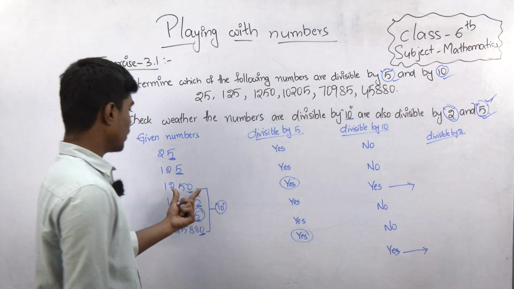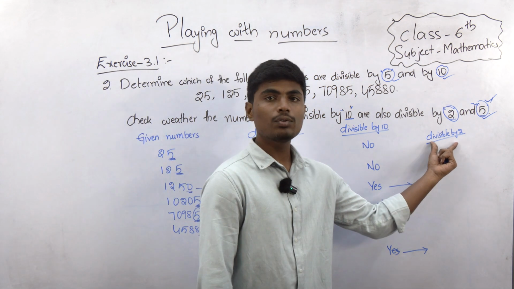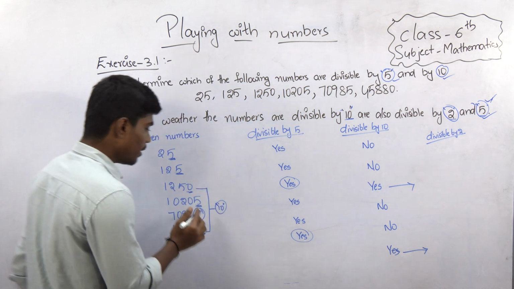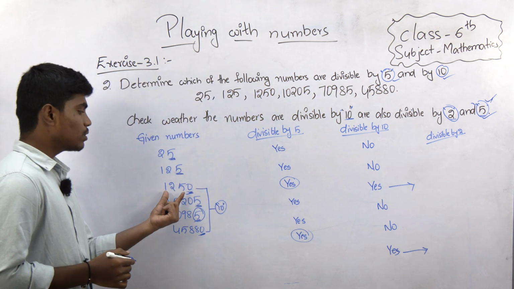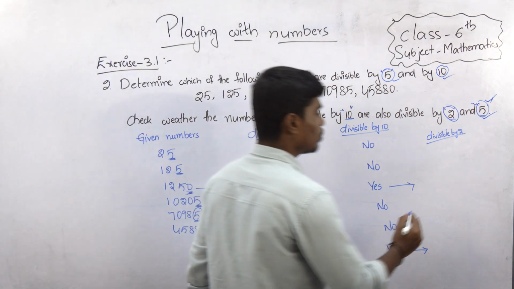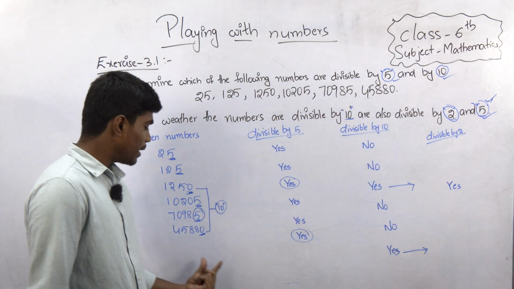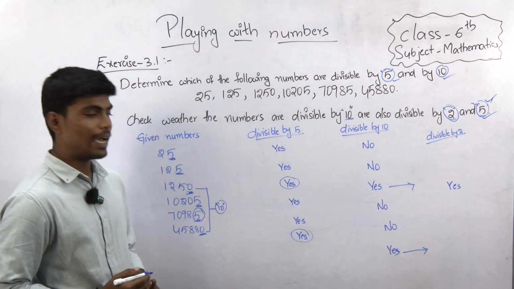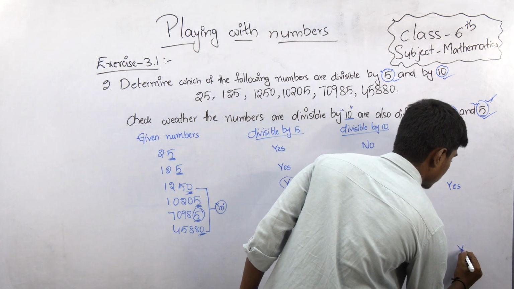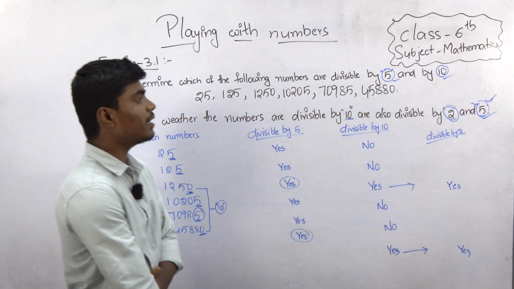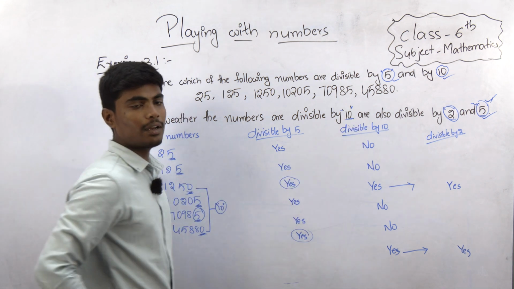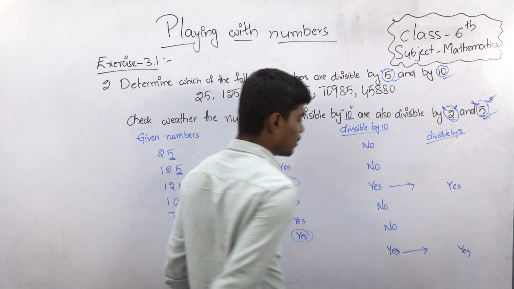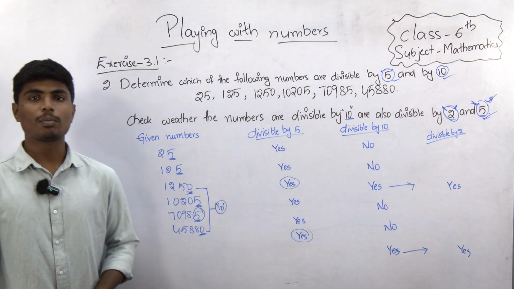Here, third one, what is the divisibility rule of 2? In ones place, it should have 0, 2, 4, 6 and 8. Here, we have 0 in ones place. So this number is divisible by 2. So, yes. While coming to the last, here also we have 0 in its ones place. So this number is also divisible by 2. So, yes. See here, we can conclude that all the numbers which are divisible by 10 are also divisible by 2 and 5. Okay. With this, we have completed our second problem.